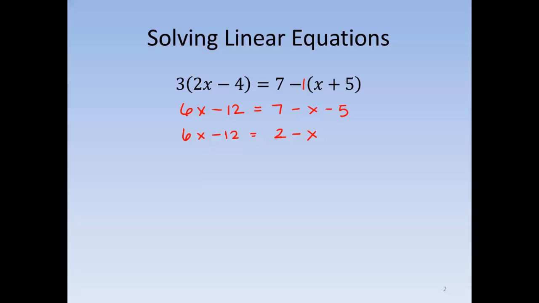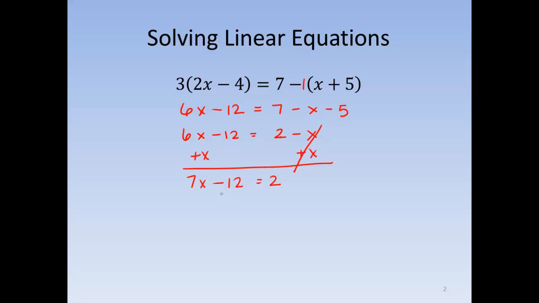And I'm going to choose to move all of my variables to the left-hand side, and that doesn't mean it's the right way, it's just the way I'm going to show it. So I'm going to add x to both sides. That eliminates the x from this side because they're opposites and gives me 7x minus 12 equals 2.